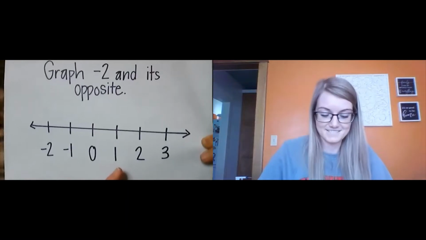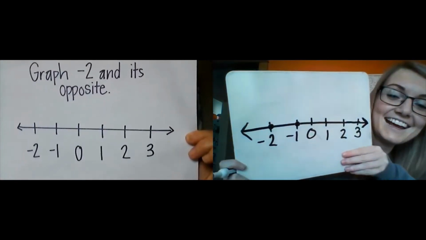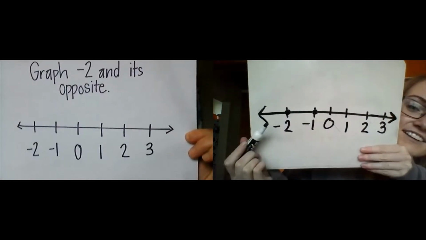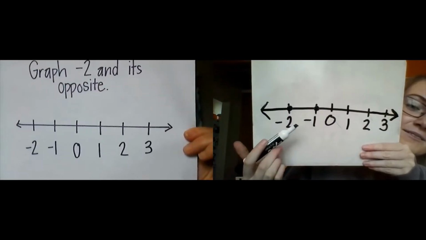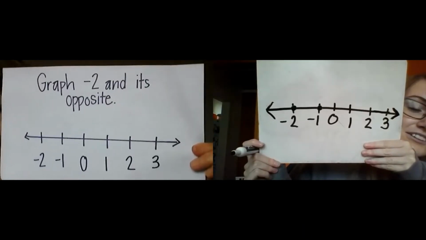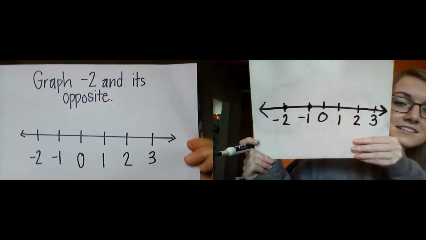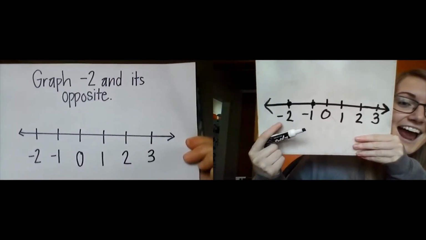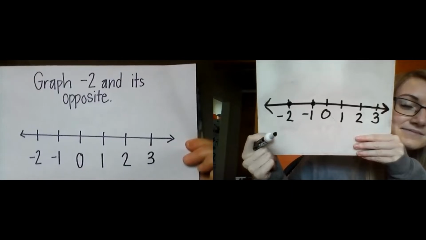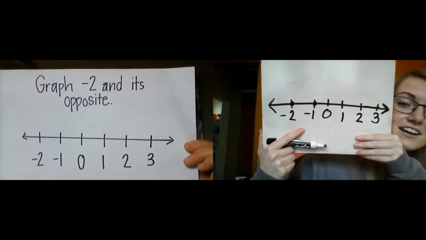All right, it looks like Mrs. Zimmerman's ready. Mrs. Zimmerman, show us your answer. I got it. Okay, here it is. I grabbed -2, and the very next. Whoa. No. Hold everything, Mrs. Zimmerman. I see that you graphed a -2, and I love that about your graph. But -1 is not the opposite of -2.